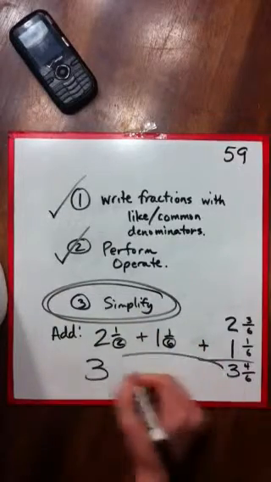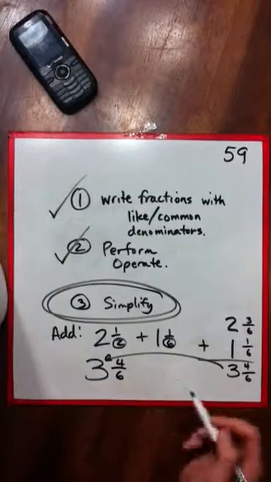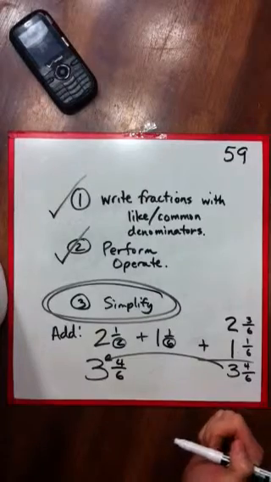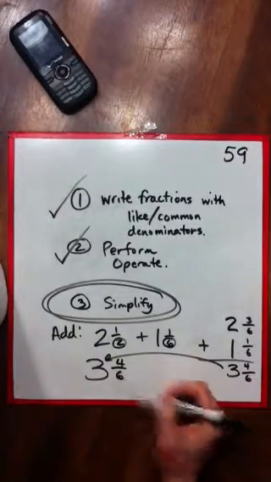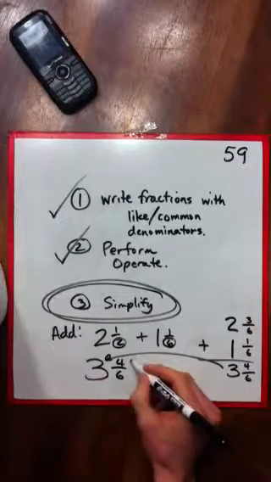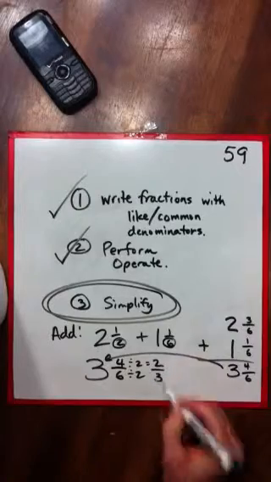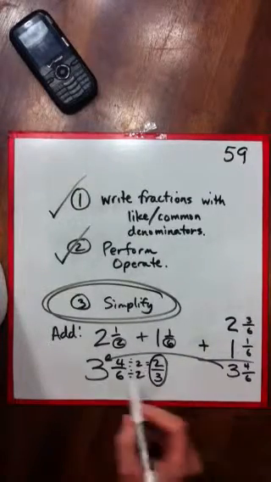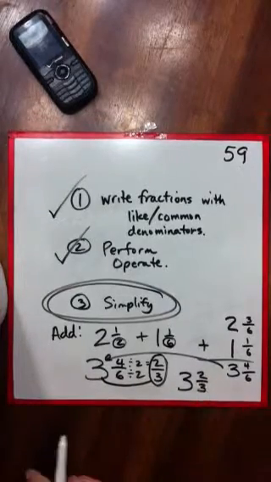Okay? So my answer, 3 and 4/6. The 4/6 is a fraction that can simplify. And how do I simplify it? I reduce it. What number will go into both 4 and 6 to reduce it? 2 will. So I'm going to divide by 2. And I get 2/3. Will 2/3 reduce anymore? No. So my final answer is 3 and 2/3.